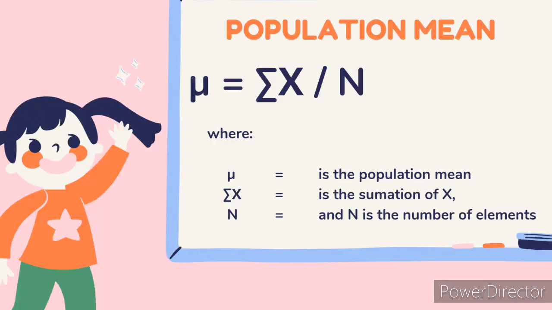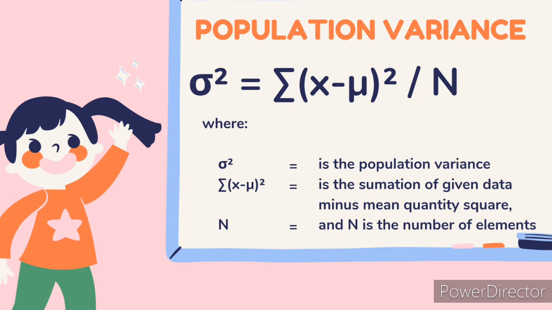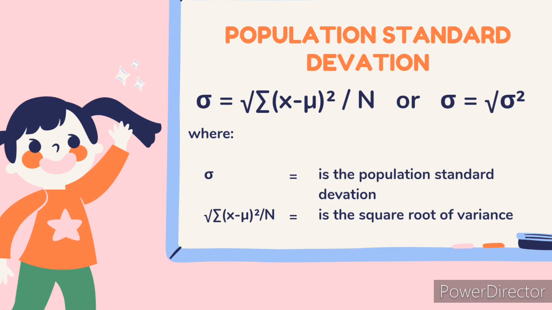This is the formula that we use to get the population mean. Population mean is equal to the summation of x over n, the number of elements. To get the population variance, we add the given data minus mean quantity square over the number of elements. For the population standard deviation, it is equal to the square root of the summation of x less than the mean quantity square over n, or just simply get the square root of variance.